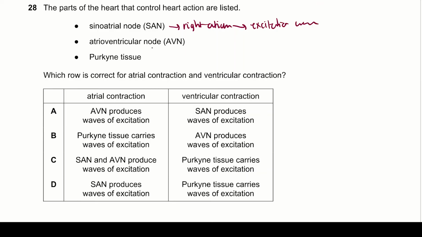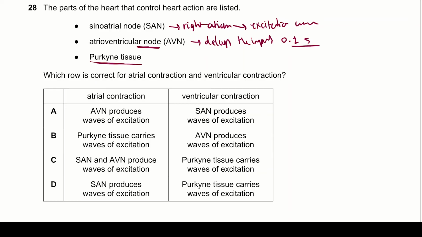Next is the atrioventricular node, and this delays the impulse by 0.1 second. Then the Purkinje tissue, where the impulse is received at the base of the ventricle and the ventricle contracts.